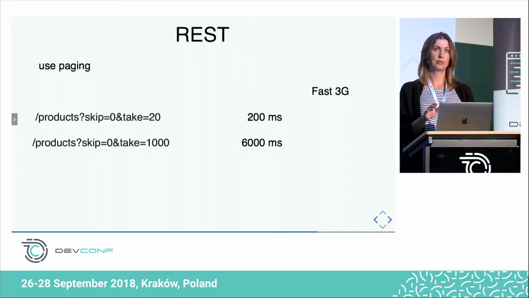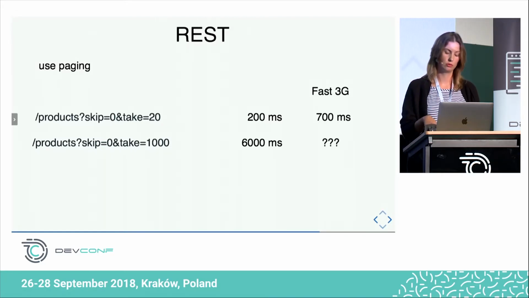And that was on Wi-Fi. With fast 3G, the 20 products took 700 milliseconds, and I didn't even try to download the 1,000. So you can see that it's a huge difference when you grab only the data that is necessary for the current page, current look.